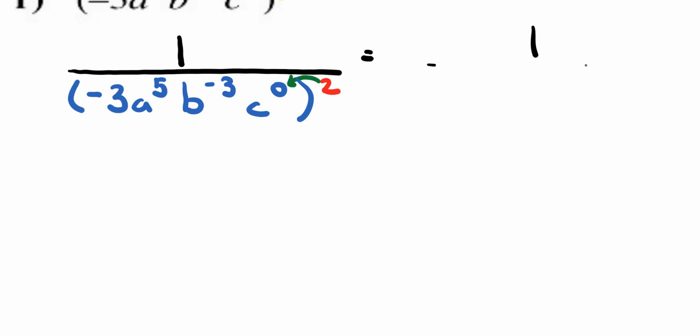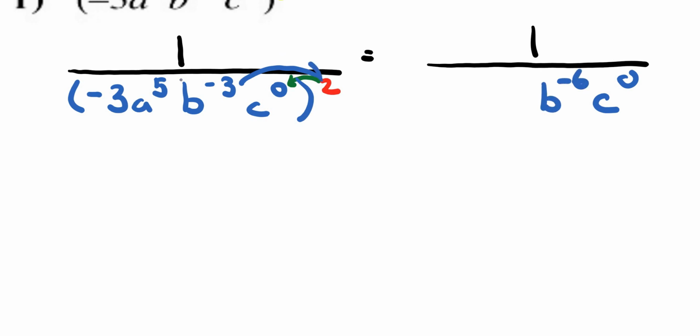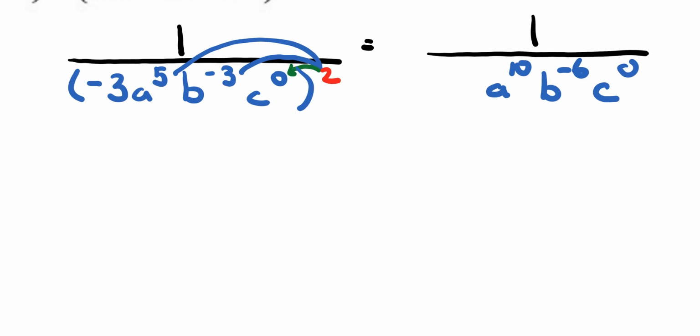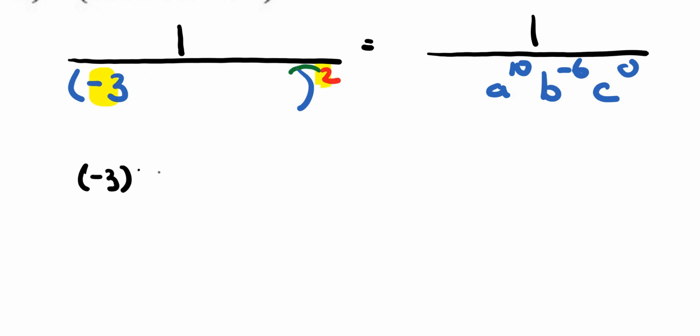This will be 1 over c to the power, well, 0 times 2 is going to be 0, and then 2 times negative 3 is going to be b to the negative 6, and then 2 times 5 is going to be a to the power of 10. And then finally, if I just erase all this, if you think about that, I just have my negative 3 to the power of 2, right? So negative 3 times negative 3 is going to be positive 9.